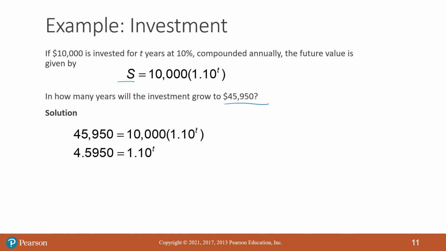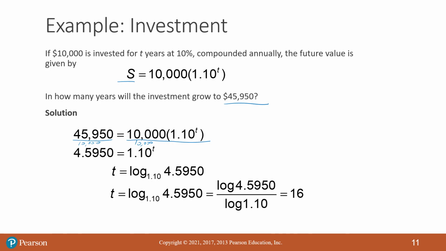Then we just are essentially walking it down and solving. The first step would be to divide by 10,000 on both sides. This will leave you 4.5950 equals 1.10 raised to the T. Then you're going to want to convert that to logarithmic form. So it'll be that T equals log base 1.10 of 4.5950. Your calculator can express this if you have the log base function. If not, you can rewrite it as the log of 4.5950 over the log of 1.10.